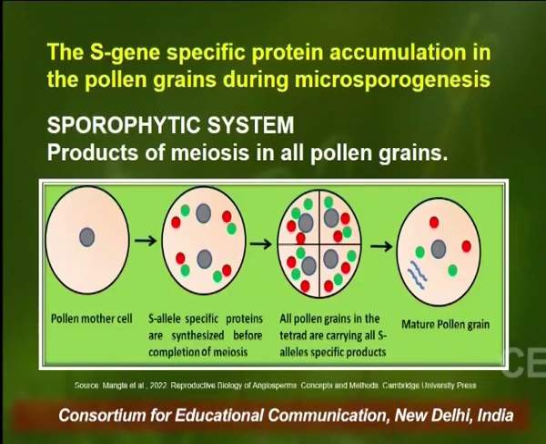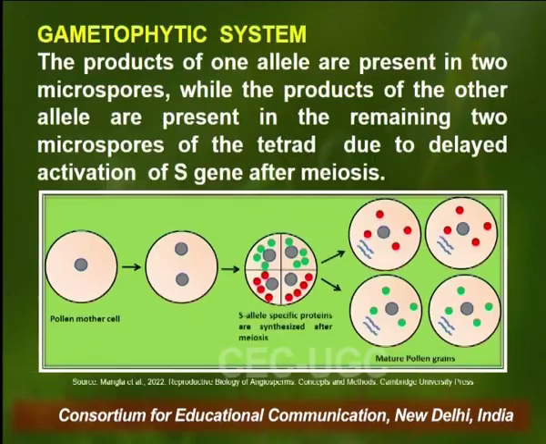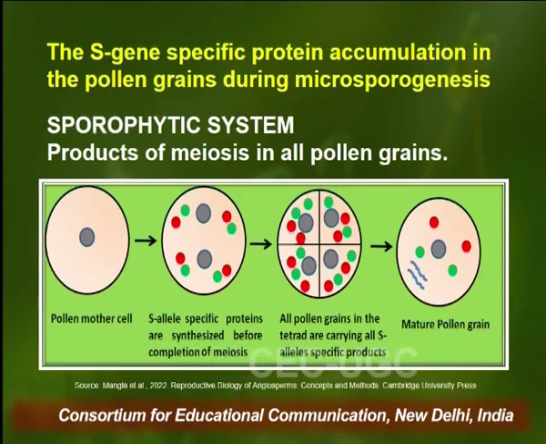Now here you see this is a sporophytic system. The S gene specific protein accumulates in pollen grains during microsporogenesis. Now I just told you that this distribution takes place before the meiosis. So all the spores of the tetrad have equal distribution of the S gene specific proteins. Right? In the gametophytic system, the products of one allele are present in two microspores, and the products of the other allele are present in the remaining two microspores of the tetrad, because there is delayed activation of the S gene, and this activation takes place after meiosis is over. Had it taken place before meiosis, then all the products would have been similar, like you can see in this one. Okay, so this is the difference between the sporophytic and the gametophytic system.